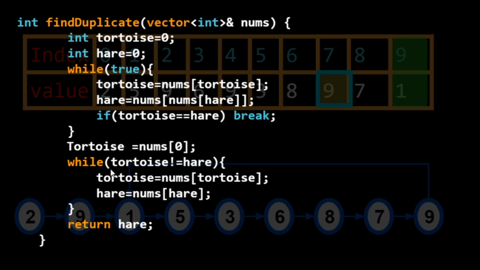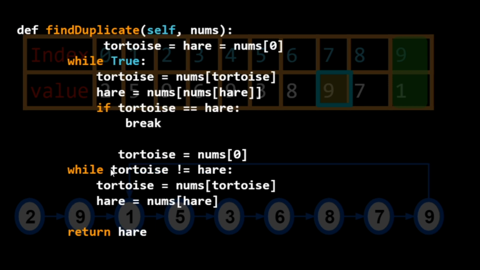Then, as we discussed earlier, we send our tortoise to the starting point and iterate over the loop, moving them one step at a time until they are equal. When they are equal, we know that's the duplicate value, so we return here, or maybe the tortoise.